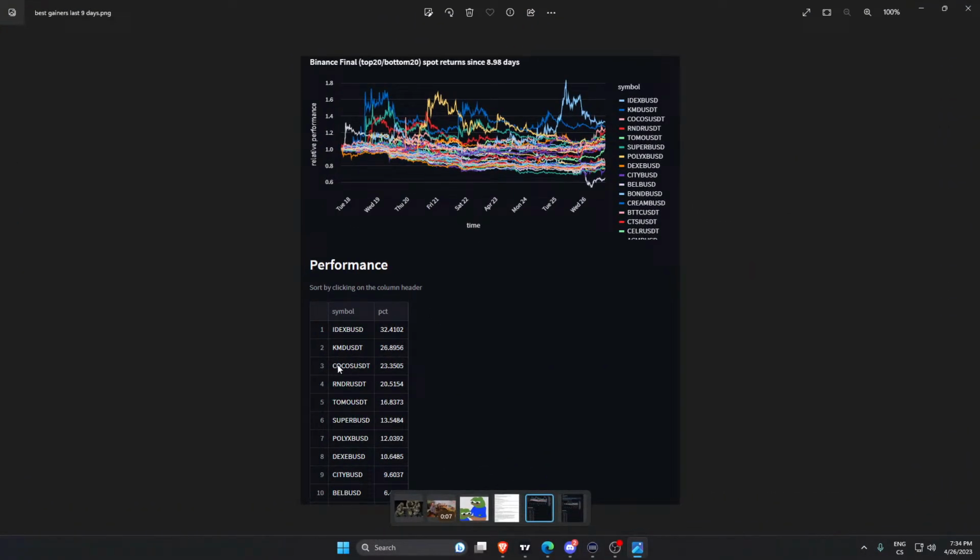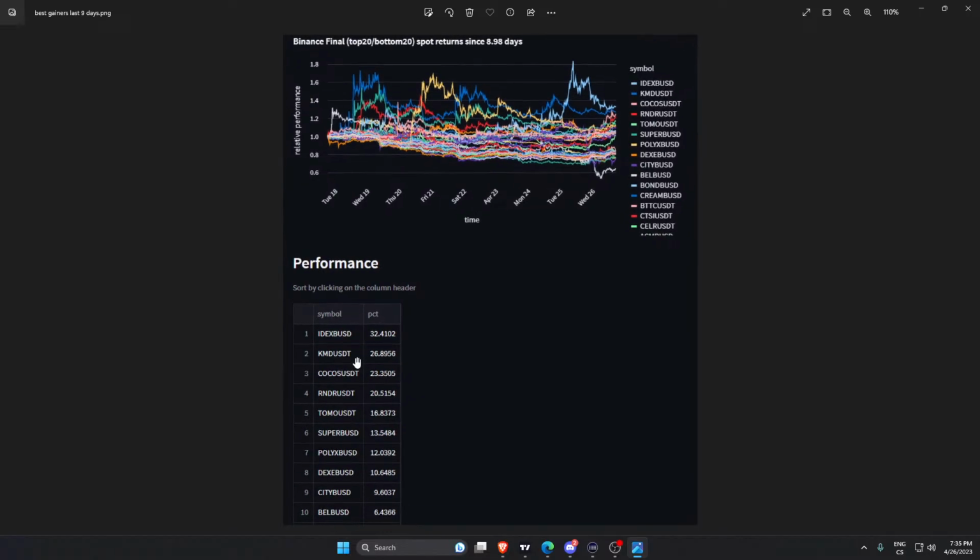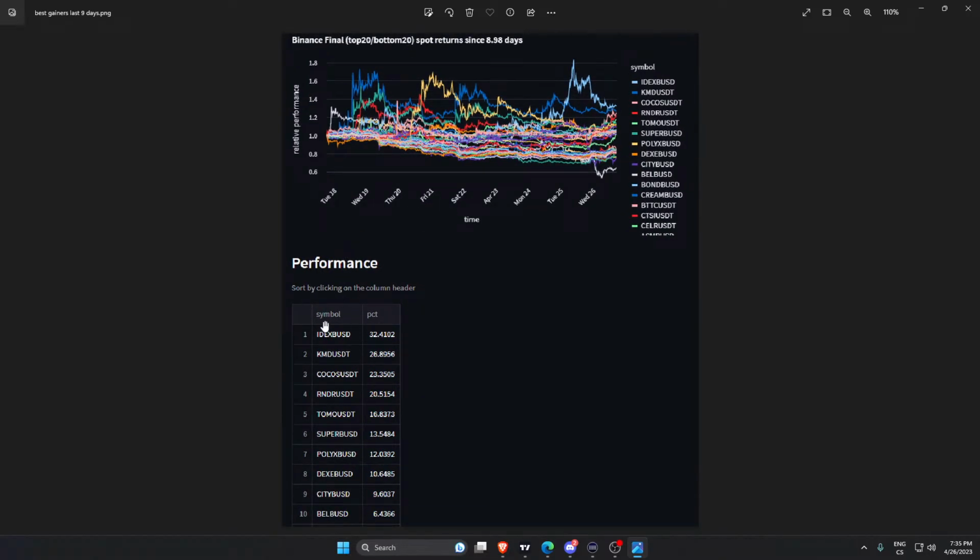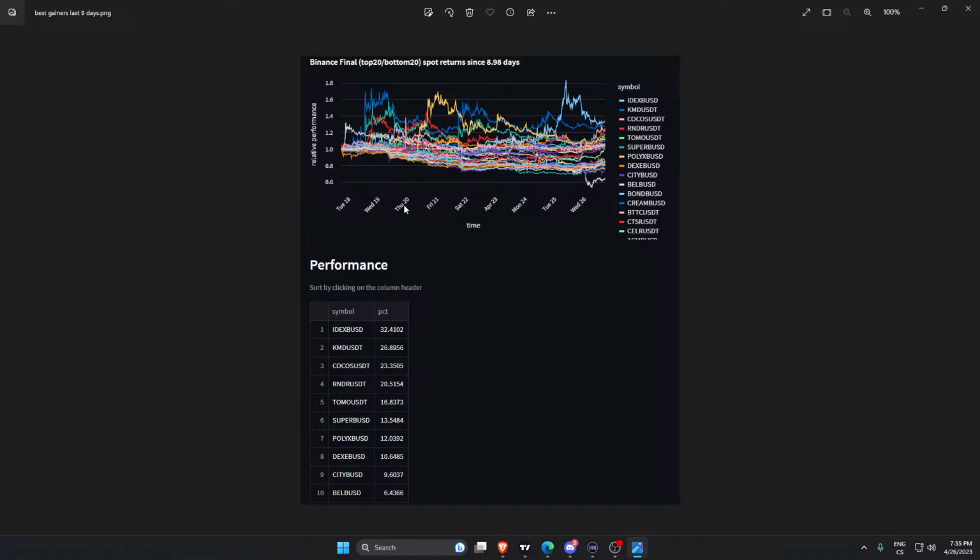I'm showing on the chart the best spot returns in the last 9 days. Because again, apologies for moving the episode to Wednesday. Maybe this segment will give us opportunities to look at charts, but these are all Binance listed coins, including spot. So the best gainers in the last 9 days is IDEX. Then we have Cocos, which is something we discussed in the past, RNDR, Tomo Chain, and honestly, I have no clue what the rest is.